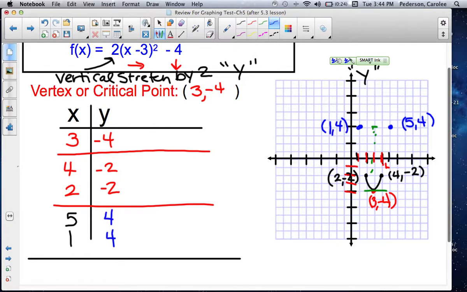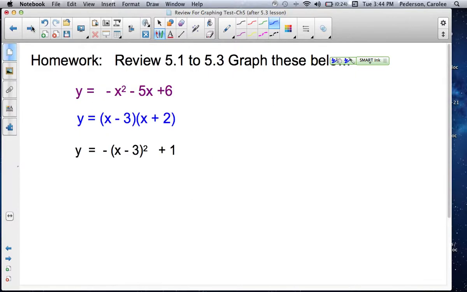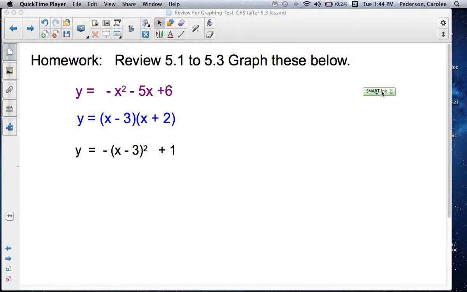And that's a review of the vertex form. Here are 3 problems that we will do in class, 1 of each type, to review for our next test. The first one is in standard form. The second one is in factored form. And the third one is in vertex form. Just reviewing how to graph quadratic equations, identifying the vertex, the axis of symmetry, the y-intercept, the x-intercepts, be able to identify those things.